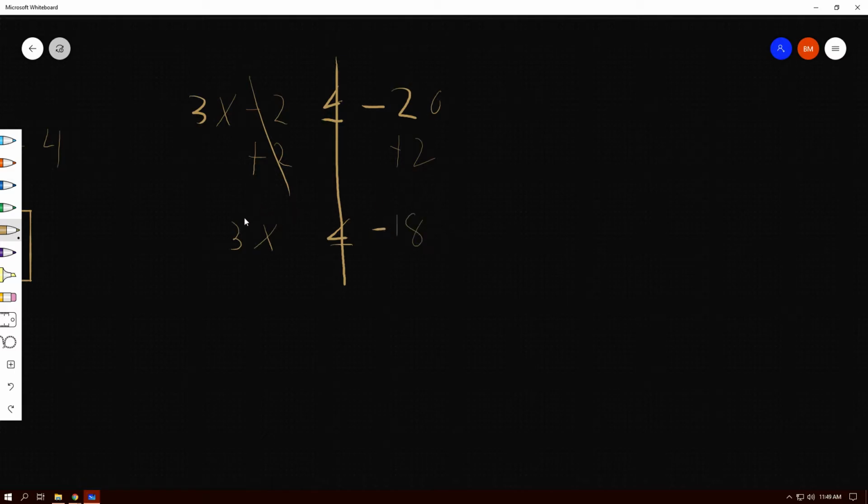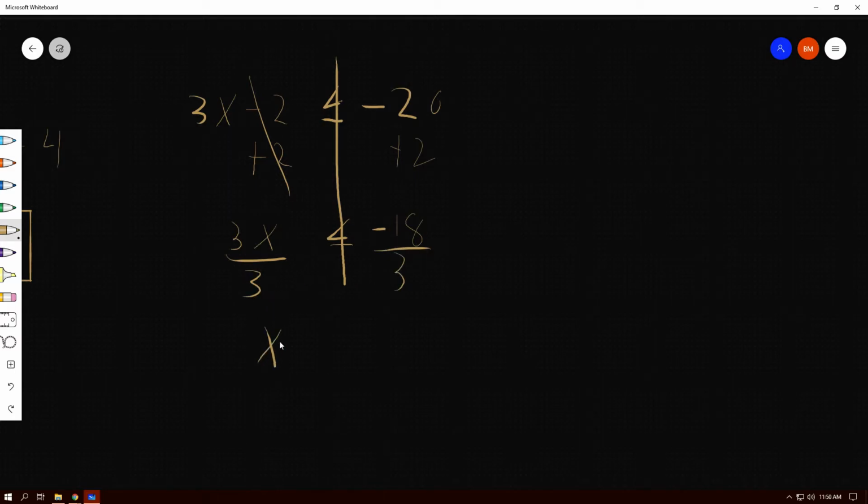All right, cool. What am I solving for? X. What's on the same side as x? The 3. What is it doing? It's multiplying. How do you get rid of multiplication? You divide. So I divide both sides by a positive 3.